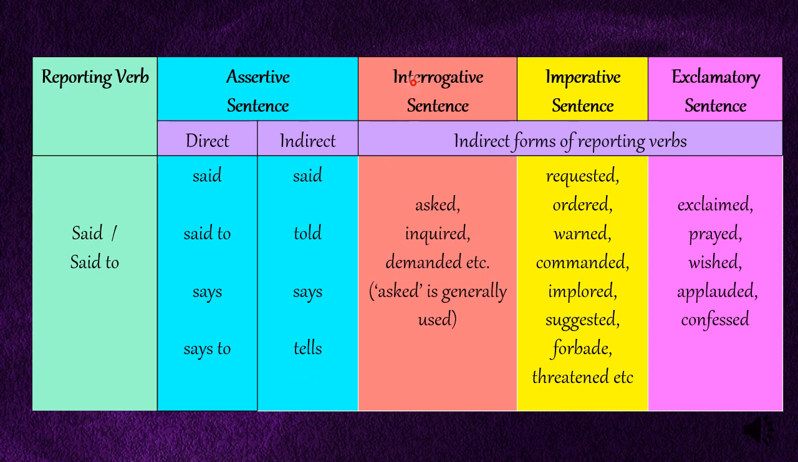In the interrogative sentence, the reporting verbs said or said to will change to asked, inquired, demanded, etc. But in general, we use asked. When you take an imperative sentence, said or said to changes to requested, ordered, warned, commanded, implored, suggested, forbade, threatened, etc. And in an exclamatory sentence, said or said to changes to exclaimed, prayed, wished, applauded, confessed.